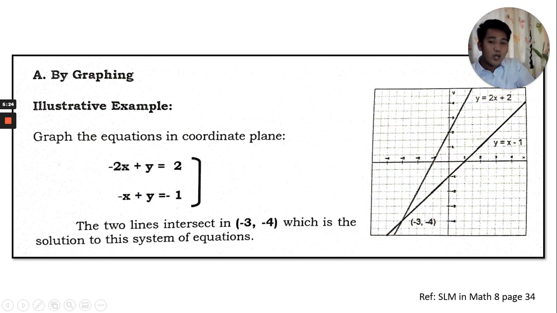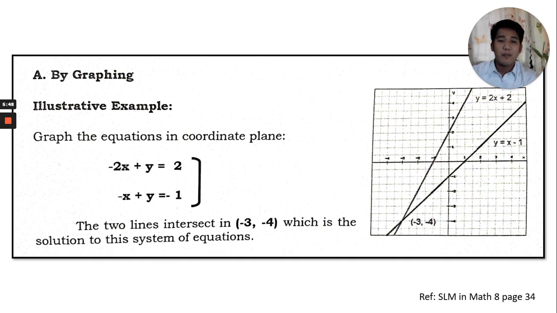Therefore, the solution is negative 3, negative 4. The coordinates of the point. Okay, meaning when you substitute negative 3 and negative 4 to x and y in each of the equations, it will satisfy both of the equations. Okay? That is how we're going to solve for system of linear equations in two variables by graphing.